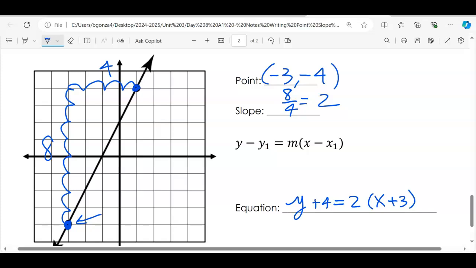And that's it for the notes. So I'm going to pass out the assignment. I'm going to let y'all practice this with the info and with a graph. Here we go.